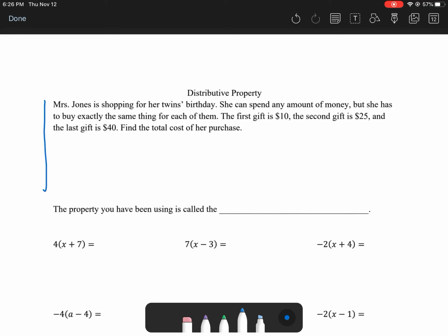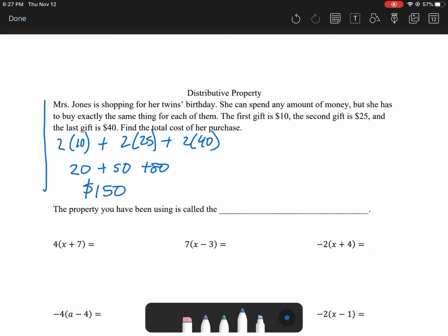I'm really hoping you paused it, because if you didn't, you've lost my trust. So there are actually two different ways to solve this. One, you can just multiply everything by 2, and then whatever those equal, you can add them all up. So you would have had 20 plus 50 plus 80, and then add all these up, and you would have gotten 150 buckaroonies.